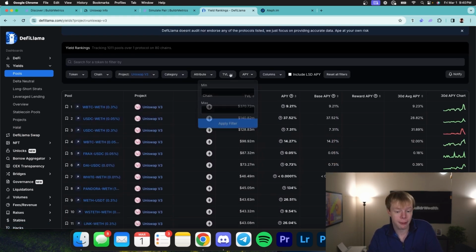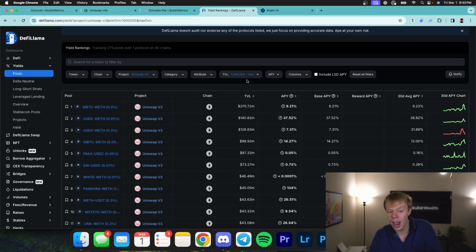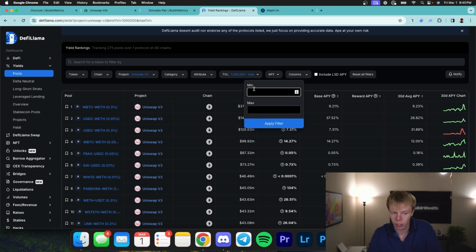What I'm going to do is put in a few different parameters. Number one, I'm going to put in a $1 million TVL. The reason why is because I want to look for pools that have high liquidity. I don't want to be stuck in some random asset and then there's no liquidity for it if it does end up falling in price.